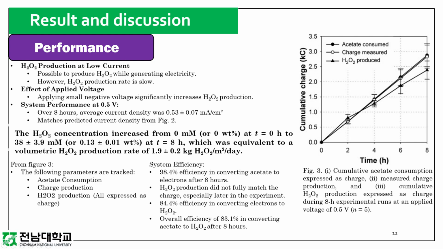However, we also observed that the production of hydrogen peroxide did not fully align with the charge, particularly later in the experiment. This discrepancy reduced the efficiency of converting electrons to hydrogen peroxide to 84.4%. Overall, after 8 hours, the system achieved an efficiency of 83.1% in converting acetate to hydrogen peroxide.